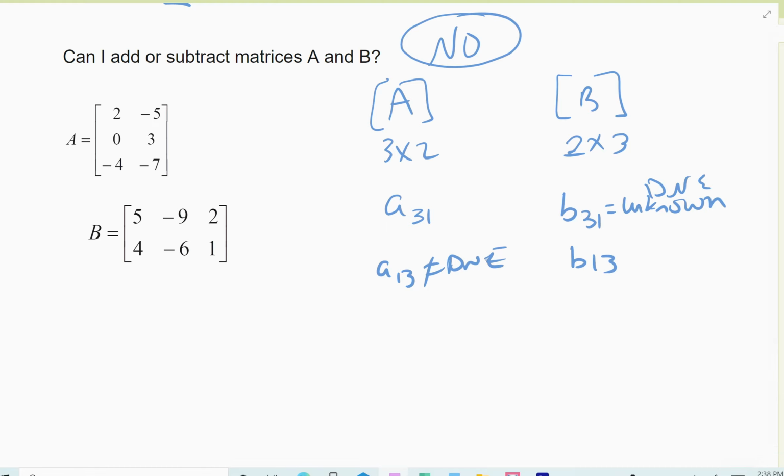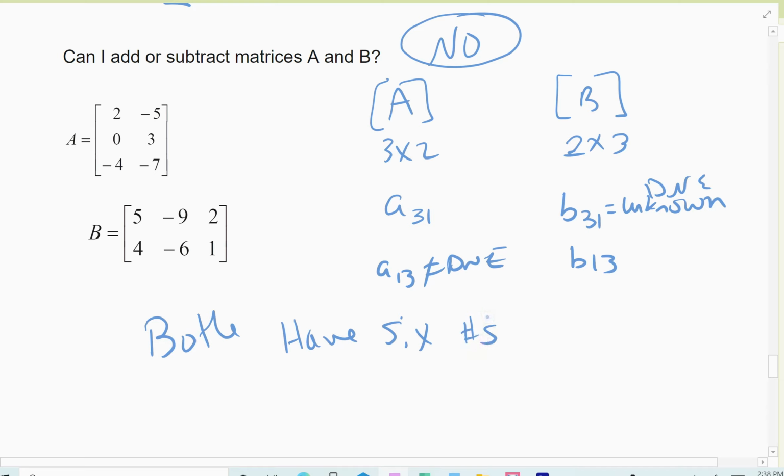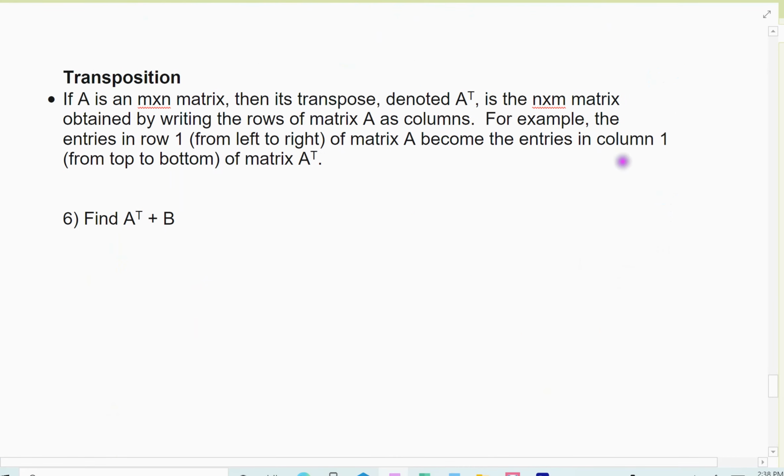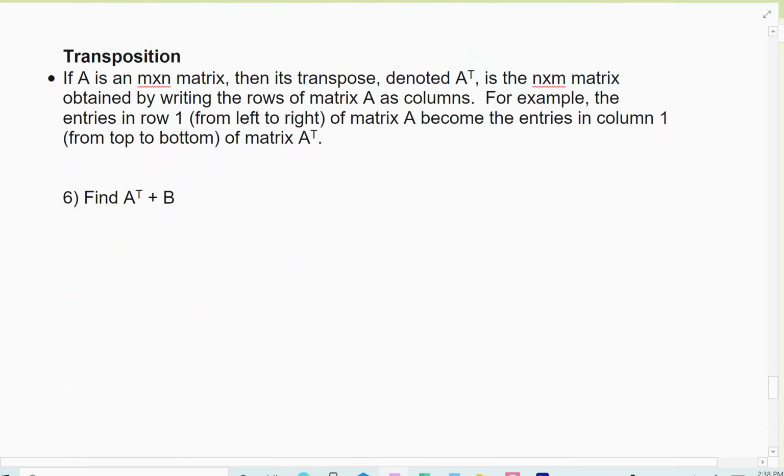But, as mathematicians realized, if I just reorient them a little bit, if I change one's rows and one's columns for one of my matrices, I then have enough numbers because they both have 6 digits. And so what mathematicians developed was a process to change the rows and columns. That process is called a transposition. Transposition is literally that. You're going to transpose the matrices. You're going to flip the row and the column.